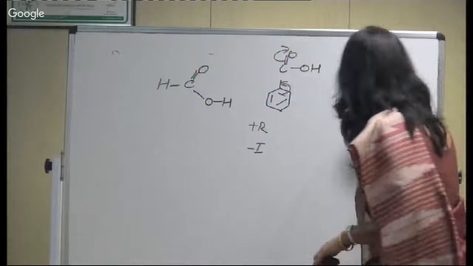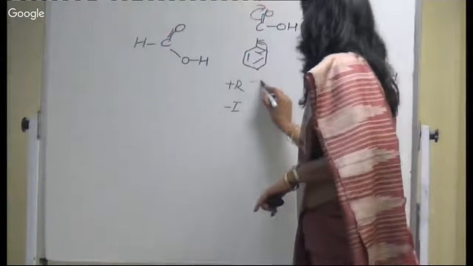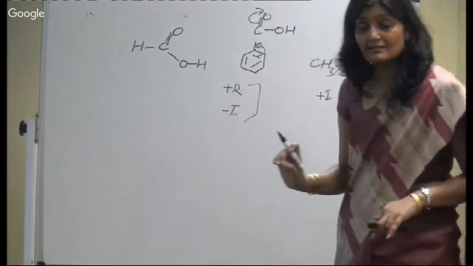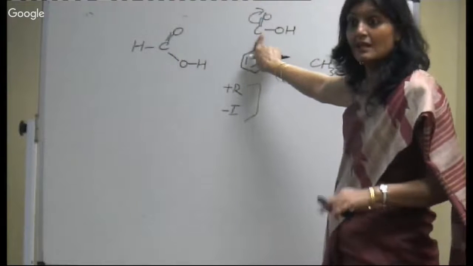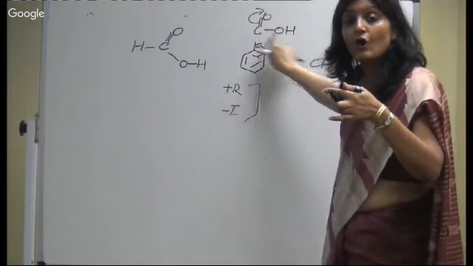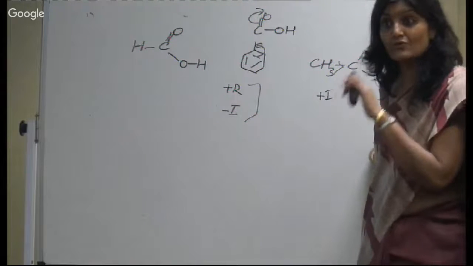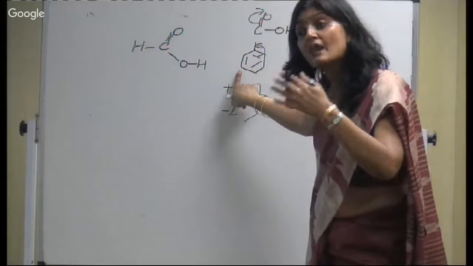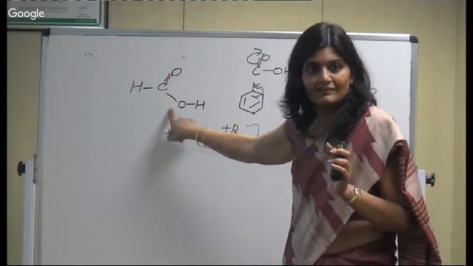Very good. Now, what happens when you go to acetic acid? You have only plus I, which is acid weakening. So the net effect of these two, plus R and minus I, is that the electropositivity of this carbon is more than that of all the other aliphatic carboxylic acids. That is why benzoic acid will be a stronger acid than all of them except formic acid, where there is no inductive effect. Follow my point?